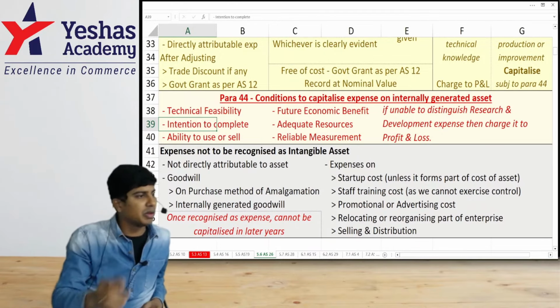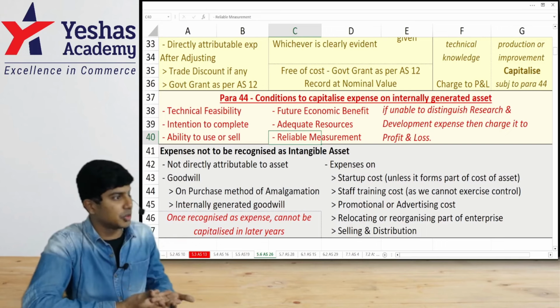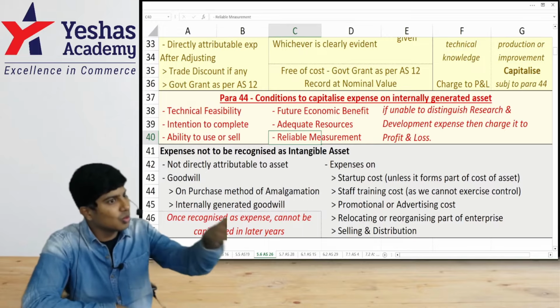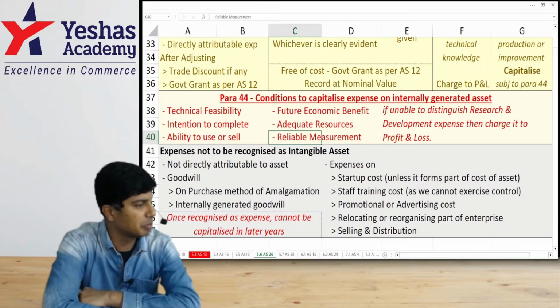And what if you have no clue whether it is research or development? Then it is research only. If it is development, you will know that it is development. When it is gaining knowledge, you will not know. If you have already gained knowledge and you're developing the knowledge that you gained, you're using it, then you know that you are under the development phase. You understand this? This is part of our accounting standard 26. If unable to distinguish research and development expense, then it should be charged to P&L. You just have to write reference to it and then go ahead with the answer.